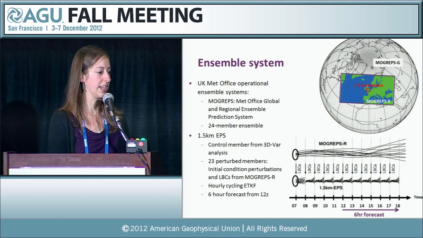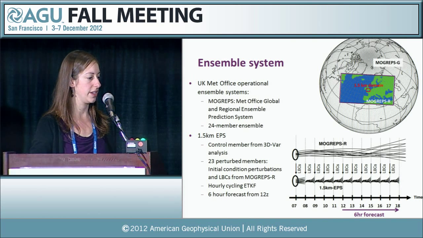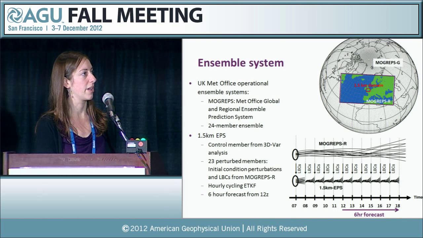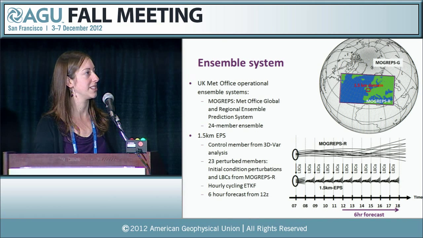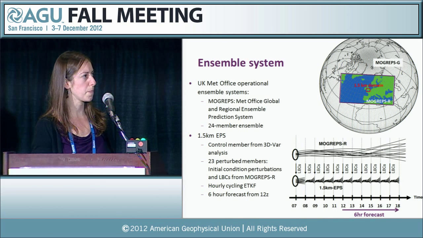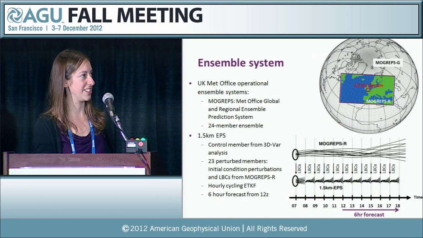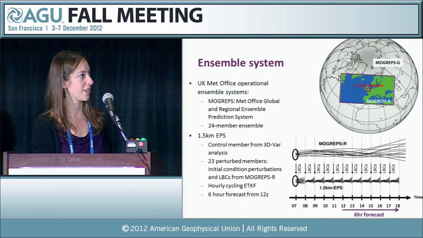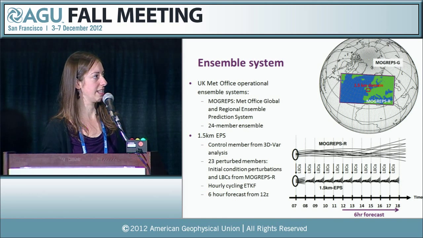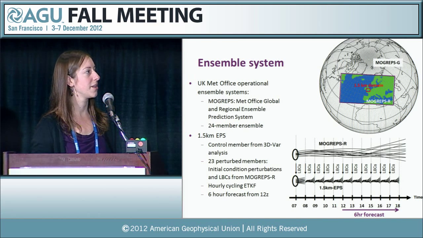The system that we're using is the UK Met Office model, and we've used two of their operational ensemble systems. The first is MOGREPS-G, which is the global ensemble system, with about 60 kilometer resolution at mid-latitudes. The second is MOGREPS-R, which covers this North Atlantic and European region here. That has 18 kilometer resolution. Both of these have 24 ensemble members: the control and 23 perturbed members.